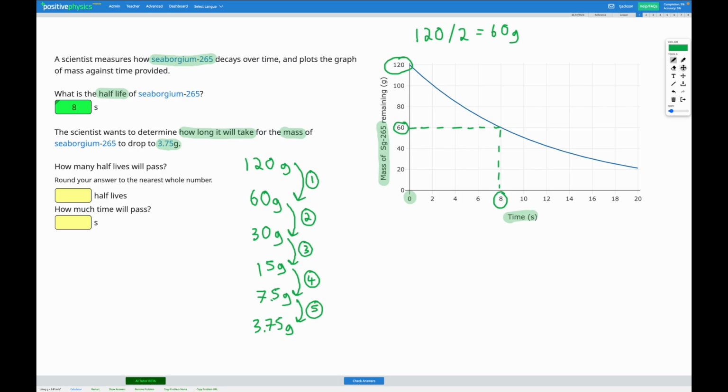So I'm going to go ahead and fill that in our answer box here. 5 half-lives. Then it asks us how much time will pass. Well, we know each half-life is 8 seconds and we've got 5 half-lives. So our total time is going to be 5 times 8, which is a total time of 40 seconds. So we can go ahead and fill that in our answer box here.